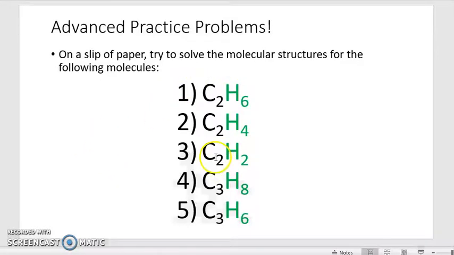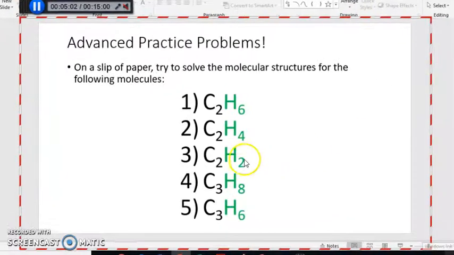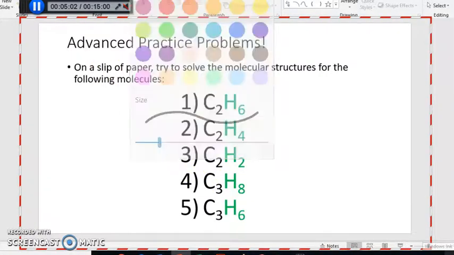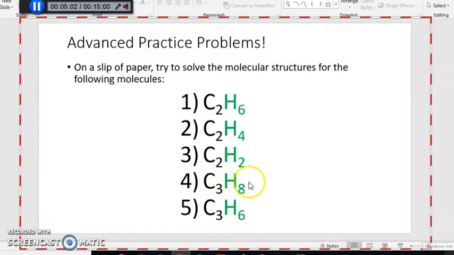Let's look at number 3. 3 has another degree of saturation. This molecule is interesting because it's what is used in really high power torches. It's called acetylene. So you might have heard of an acetylene torch. This is the molecule that's used in an acetylene torch, and it has a very special bond. It's got a very, very powerful triple bond.